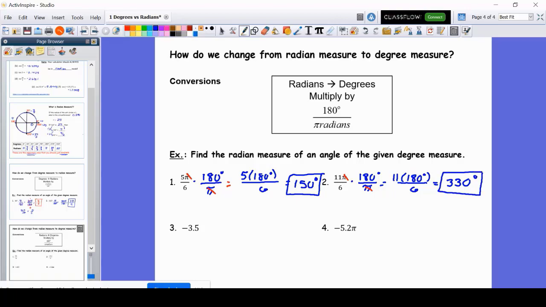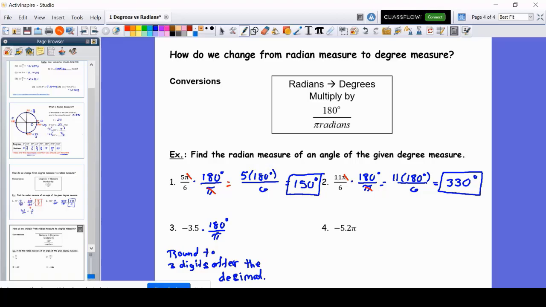Now, look at number 3. There's no pi. When I multiply by 180 degrees over pi, there's no pi to cancel out with. And I'm going to be honest with you here. We're going to have to round this one. We're going to have to round, let's say, to 3 digits after the decimal. And we'll have to tell you what we want you to round to. So for this problem, I want you to round to 3 digits after the decimal.